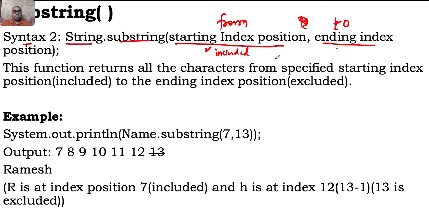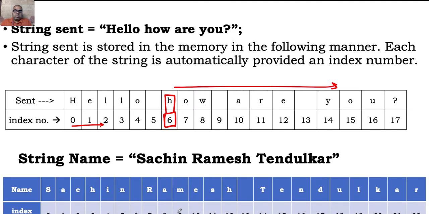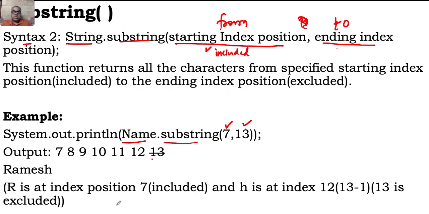For example, let us understand. Name is Sachin Ramesh Tendulkar, substring of 7, 13. It means start from 7, go till 13, but not 13 itself. So 13 number will not be considered. 7 to 12 all the characters will be taken. If I go back and show you, your 7 number is R, A, M, E, S, H, 8, 9, 10, 11, 12. 13 is there but not counted. So up to 12. So this is going to extract just Ramesh out of Sachin Ramesh Tendulkar.